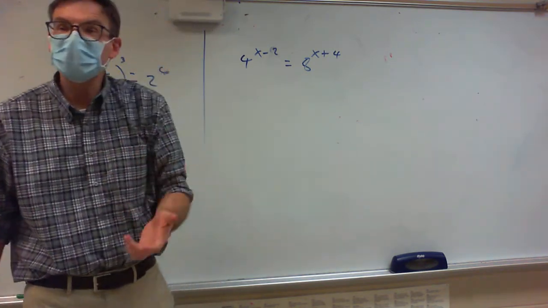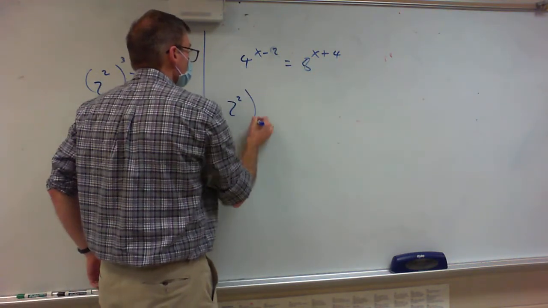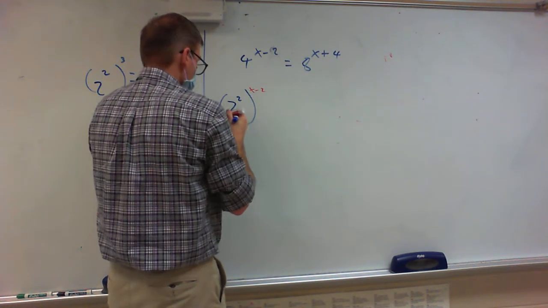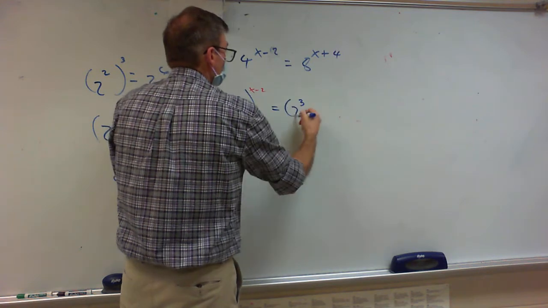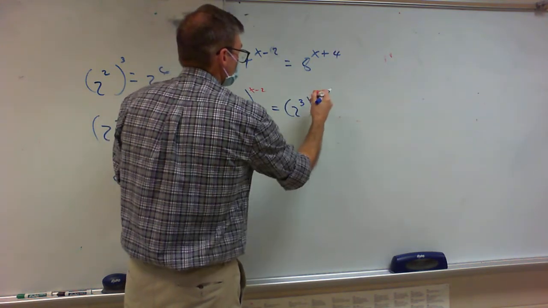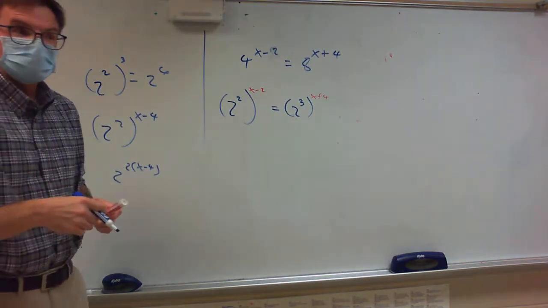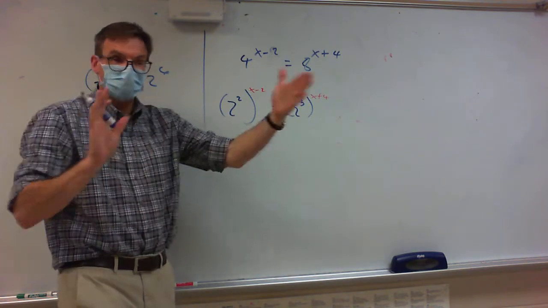So how am I going to rewrite 4? 2 squared. So this is going to give us 2 squared, and then I still have that x minus 2. And then this is going to be 2 cubed, and I see the x plus 4. Everybody see what we've done so far? And remember, our goal is to get to that one stage where I have 2 to stuff equals 2 to stuff, so I can just write the equation.